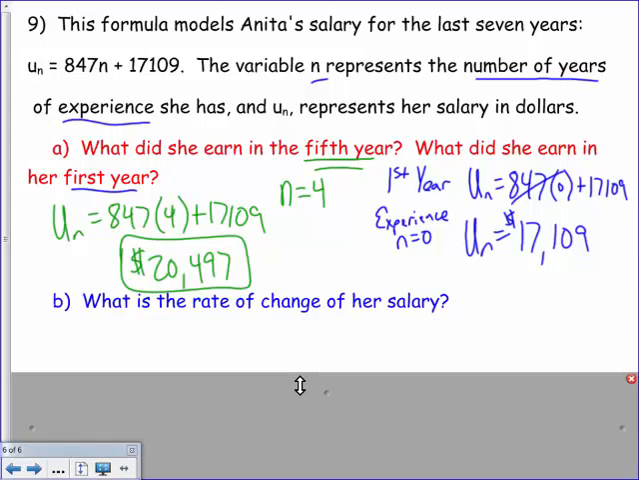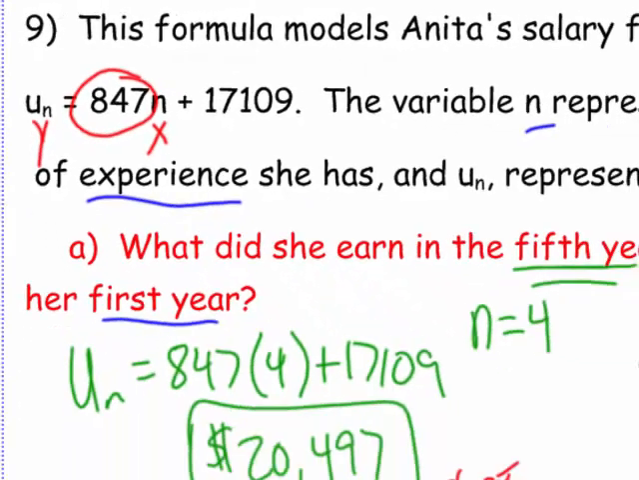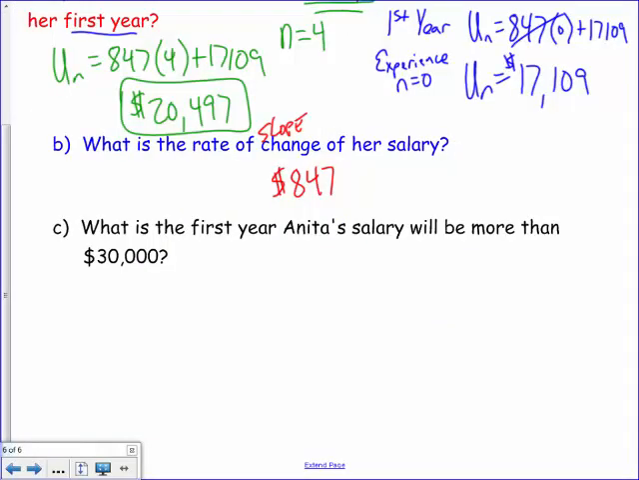What else can we answer about this? Well, what is the rate of change in her salary? Remember, rate of change is the same thing as slope. So what would the slope be in my equation, looking back up here? Like this is kind of your y, and this is really your x. So it's always the number that's in front of the x. So 847, basically going up $847 each year. So we'll say the rate of change is $847.